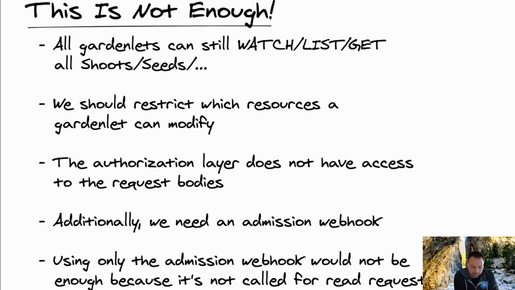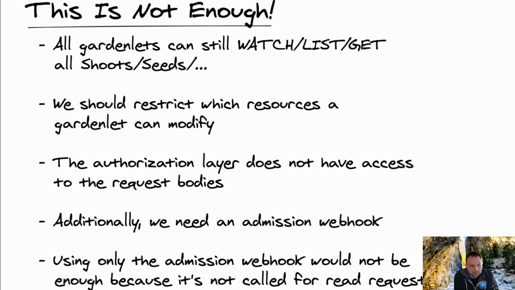So this means that we also need another webhook in the admission layer. This is also what is done in Kubernetes again. As said, it's quite similar. So there are also two parts, the authorization part and the admission part.